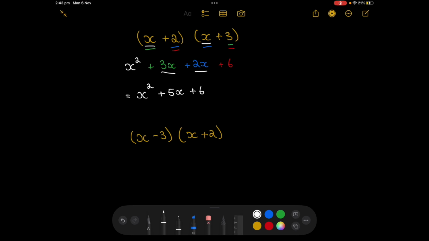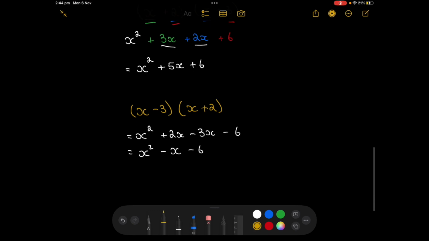So first, x times x, that is giving us x squared. Outside, x times 2 is 2x. Inside, negative 3 times x, that is minus 3x. Then last, negative 3 times 2 is negative 6. Once again, I can collect some like terms here. x squared, 2 minus 3 is negative 1, so that's just negative x minus 6. And that is the expanded version of x minus 3 times x plus 2.